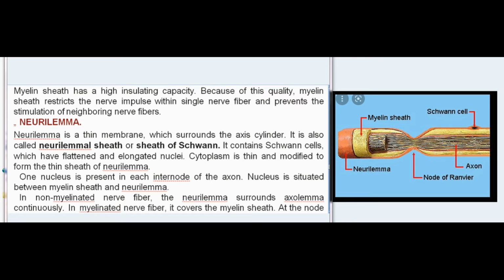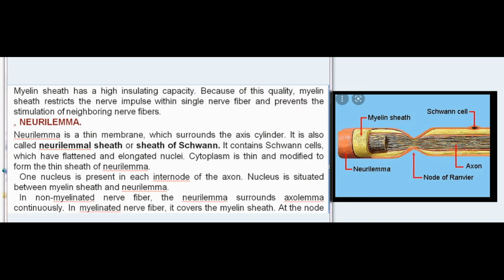Neurolemma. Neurolemma is a thin membrane, which surrounds the axis cylinder. It is also called neurolemmal sheath or sheath of Schwann. It contains Schwann cells, which have flattened and elongated nuclei.